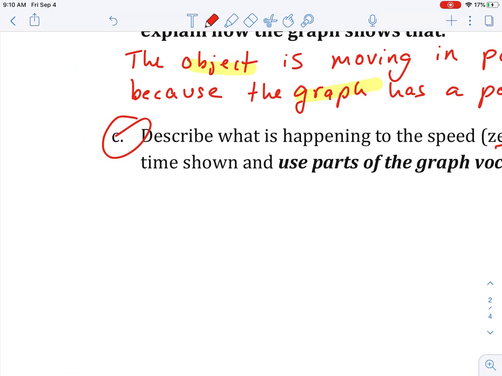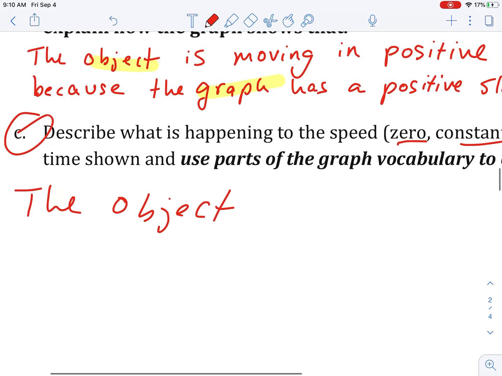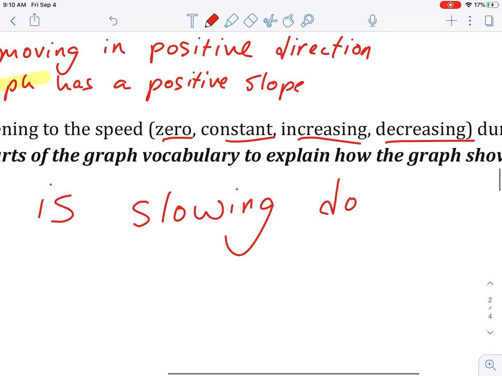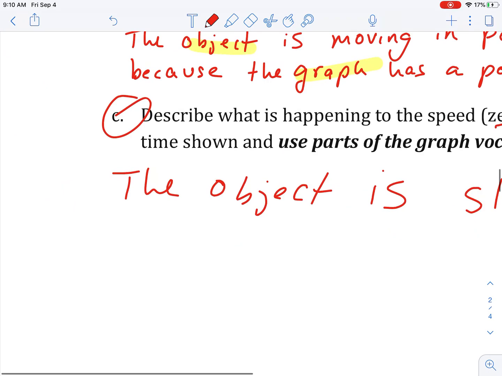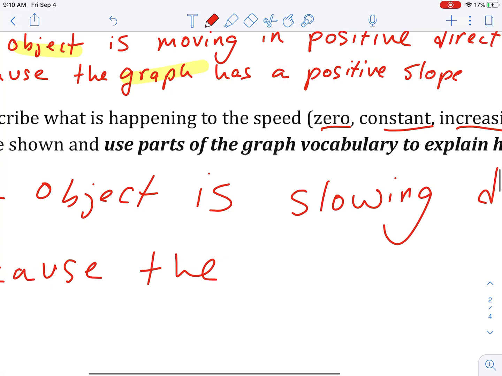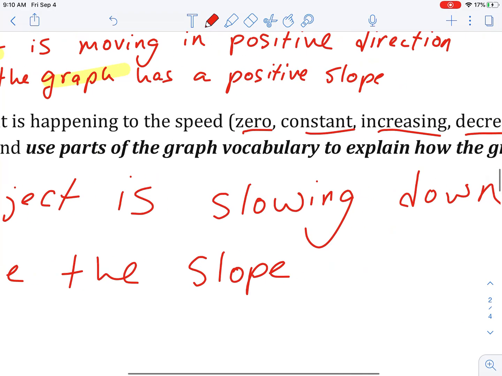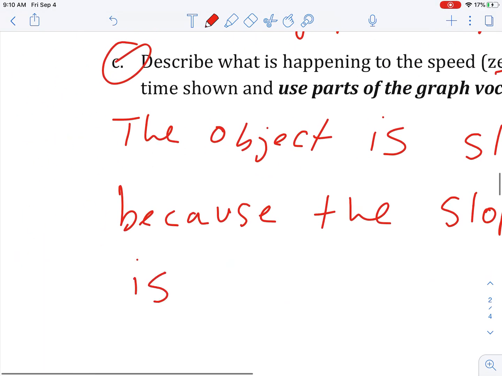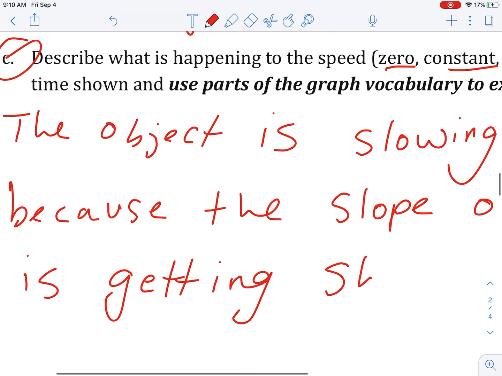Okay, so what we're going to say is the object is slowing down because the slope of the graph is getting shallower. It's getting shallower.